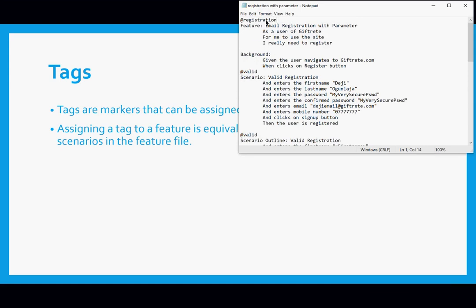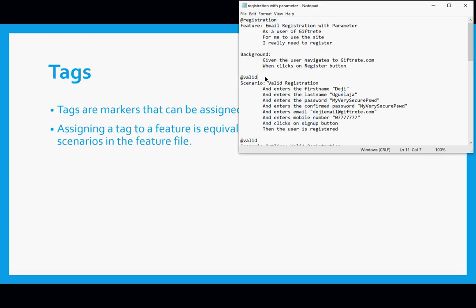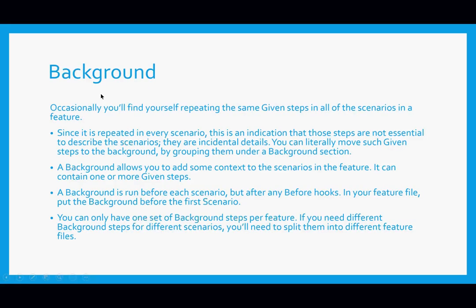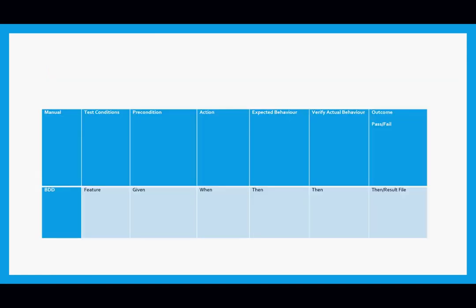If I want to run registration, I can say run this feature file tagged registration, because other feature files will be tagged differently. I can also tag this one as smoke, so this is the only one that I want to run when I'm doing my smoke testing. That's the purpose of the tags. We've done the backgrounds also.